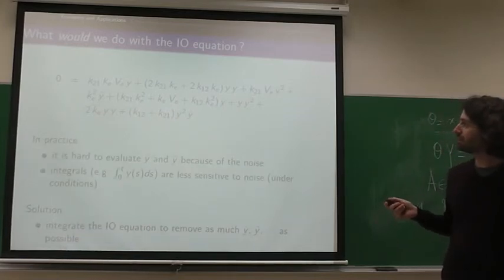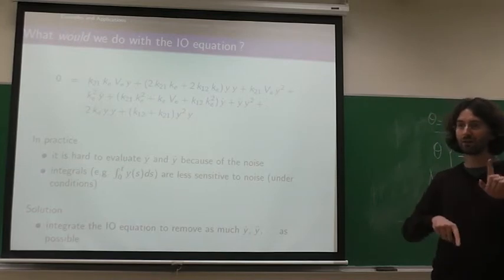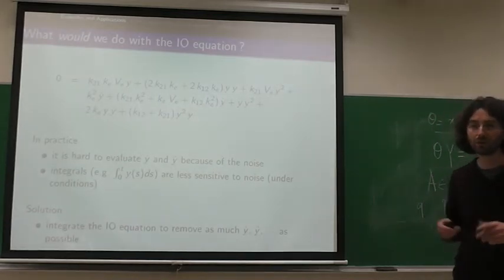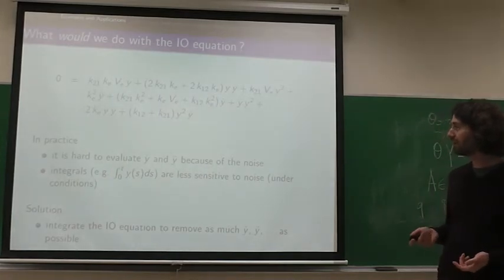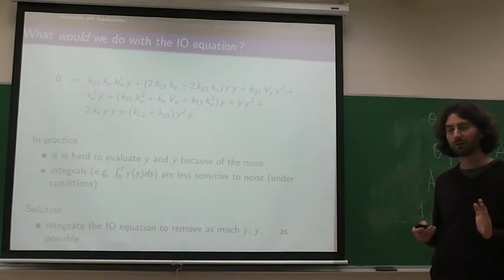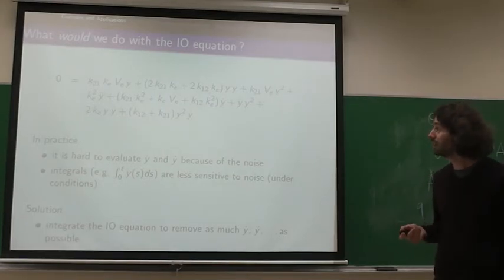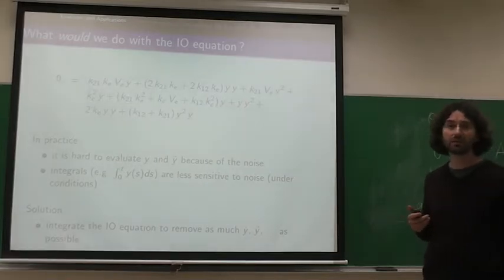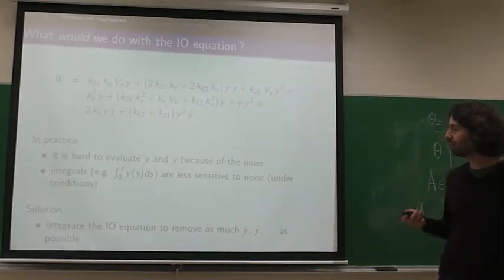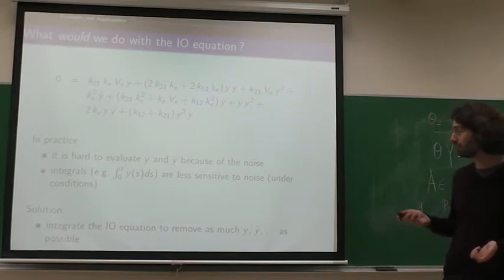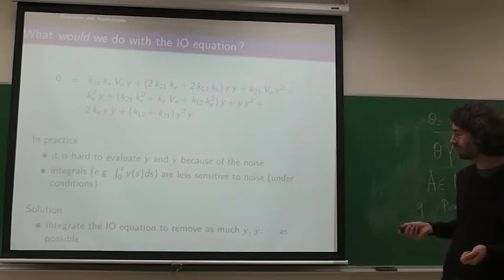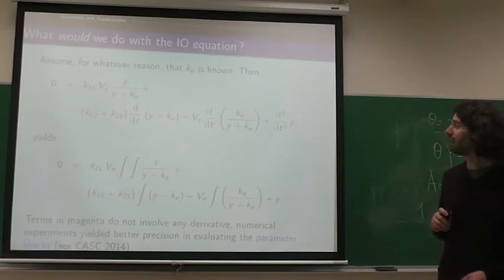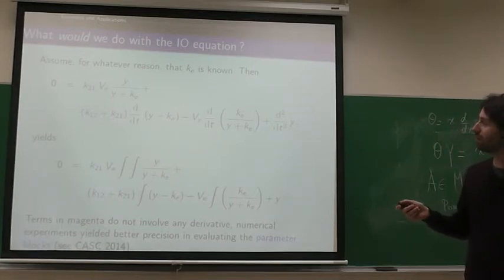In practice, people don't like to estimate the derivative, because if you have a noisy signal, it's very difficult to estimate the derivative properly. You can do filtering techniques, but it's not easy. Some people prefer to integrate the signal instead of differentiating it. But here we have derivatives, so we need to get rid of those derivatives. That's precisely what you can obtain by integrating the input-output equation. You integrate this equation, hoping to remove as many derivatives as possible. And in another example, that works perfectly.